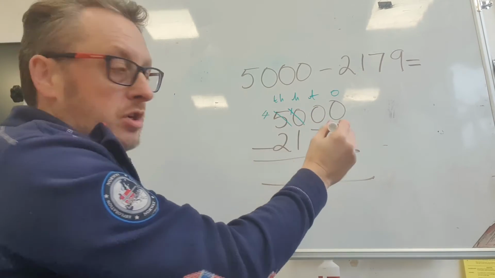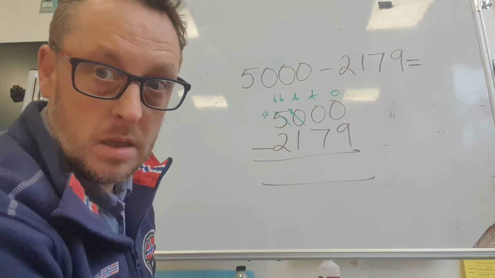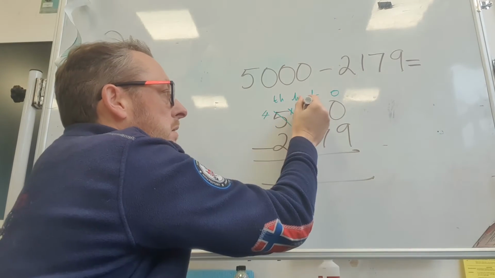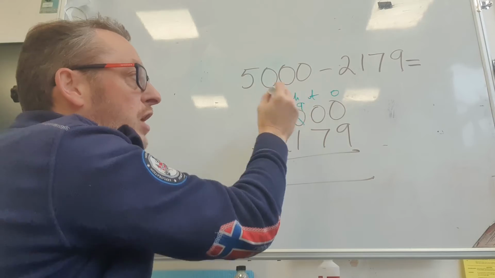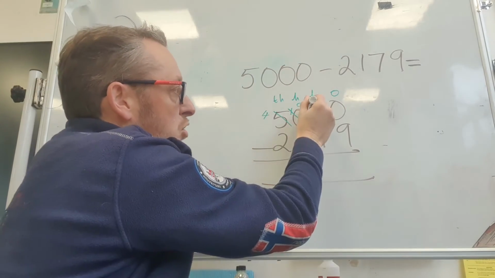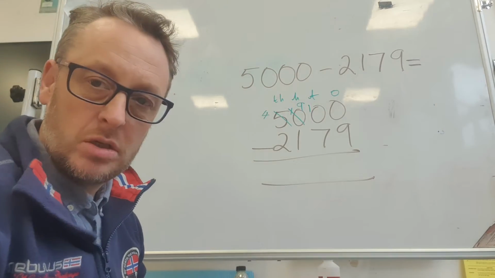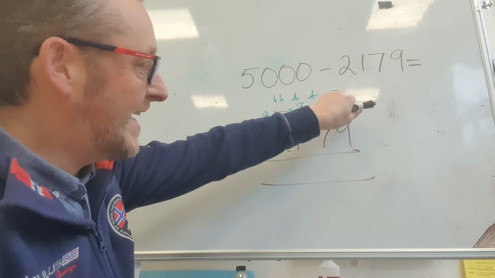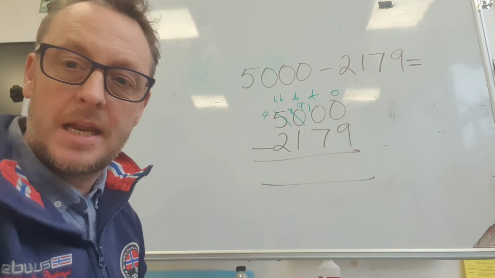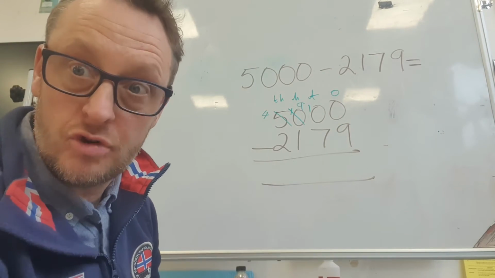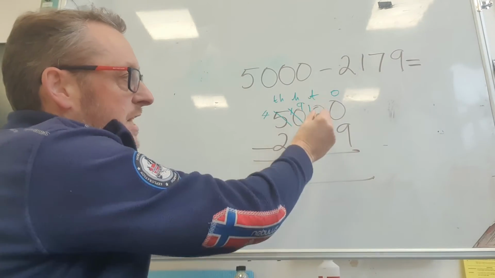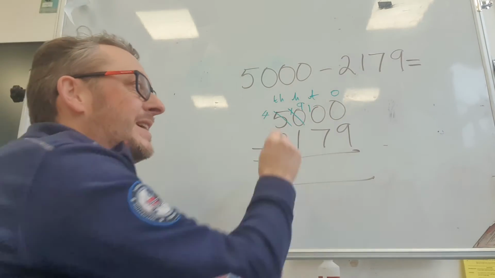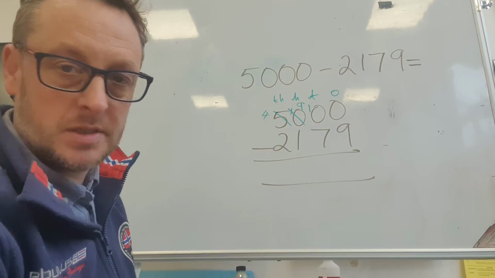So I did have 10 hundreds. Now I've got 9. So I've got 9 hundreds. And I'm going to put that 100 into my tens section. So now I've got 10 tens. 10 times 10 is 100. So I've got 10 hundreds, but I still need to get over to my ones.